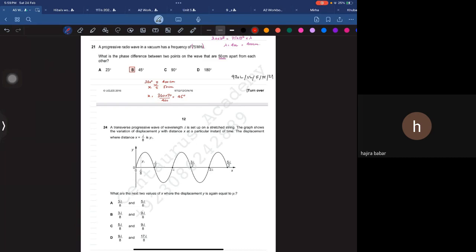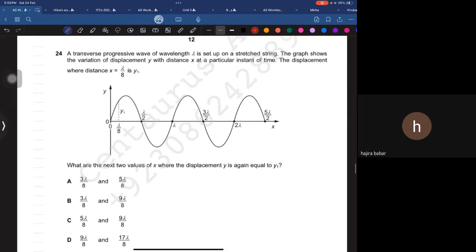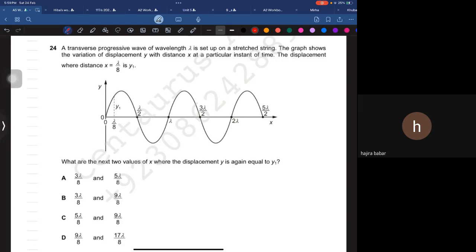Yes, kids. Any ideas about this? It says, what are the two next values of x where the displacement is y again? So you've got to find the points that are in phase to this point and then look at the distance x there.